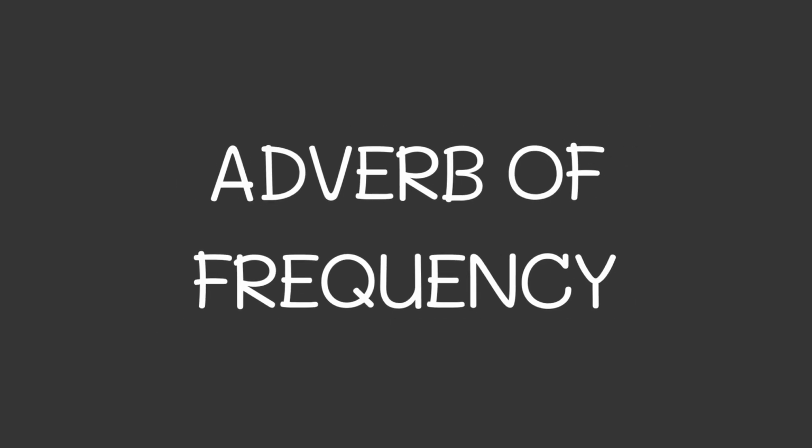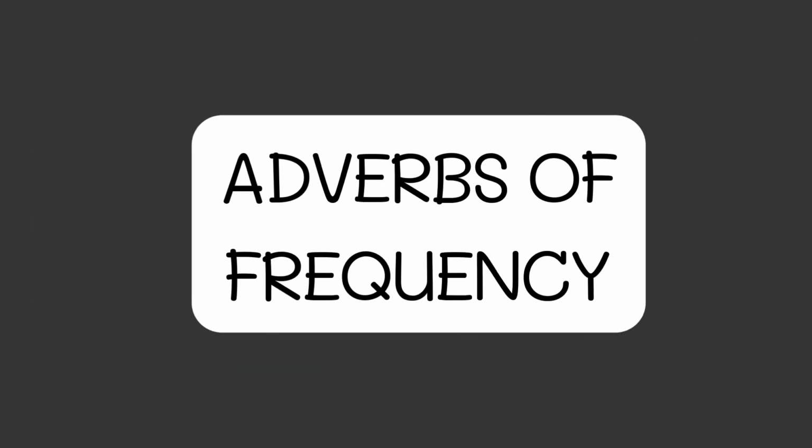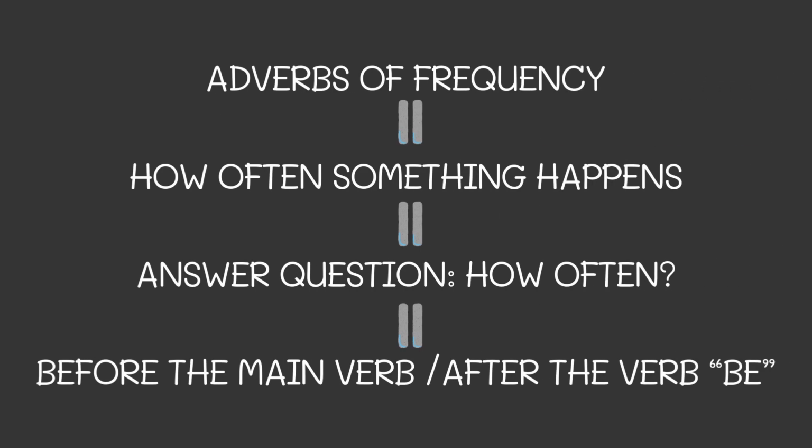Adverb of frequency. An adverb is a word that gives more detail about an action. It tells us how, when, where, or how often something happens. Adverbs of frequency tell us how often something happens. They answer the question, how often?